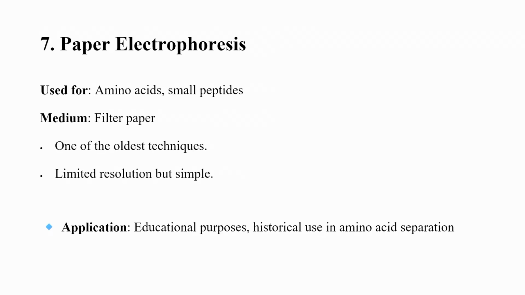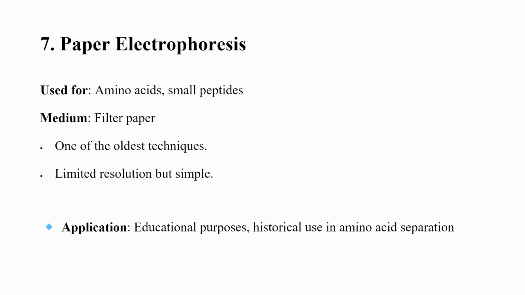Next comes paper electrophoresis. It is used for amino acids and small peptides. Medium is the filter paper, and it is one of the oldest techniques. Limited resolution, but it's very simple. Application is educational purposes, historical use in amino acid separation.